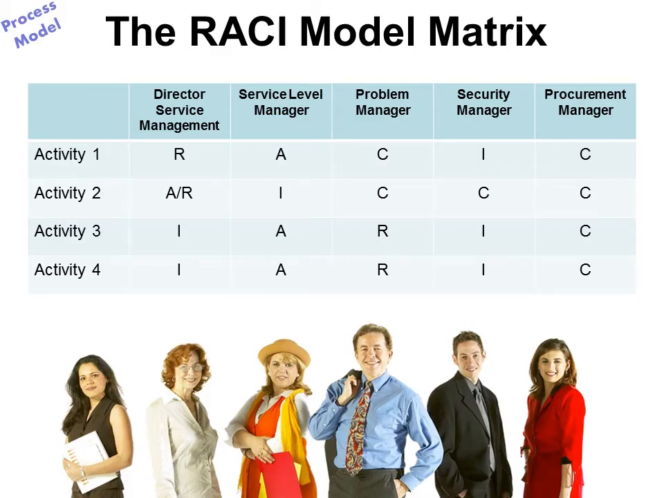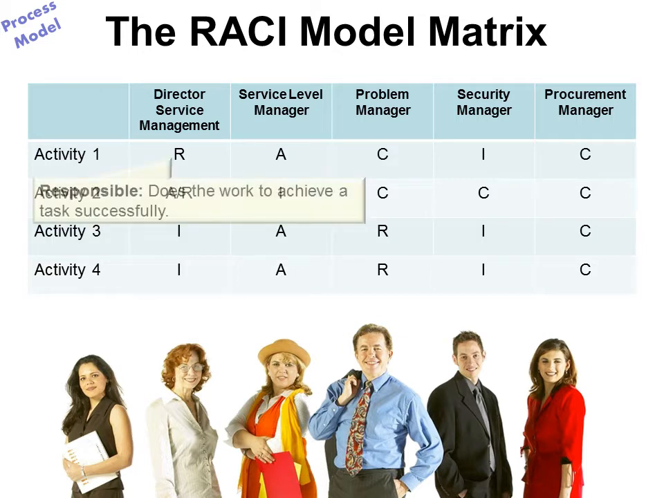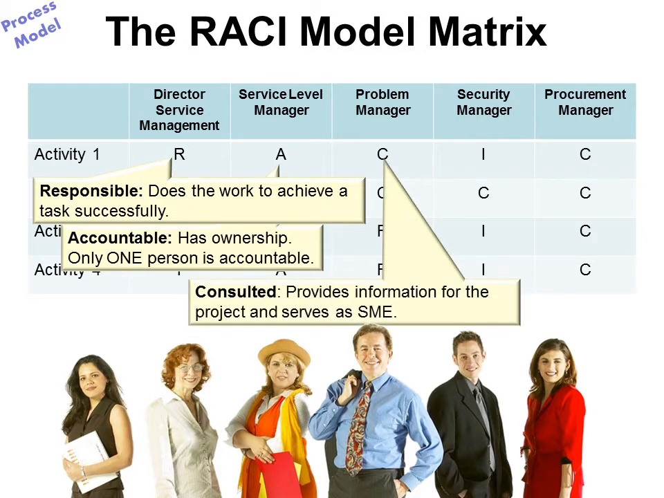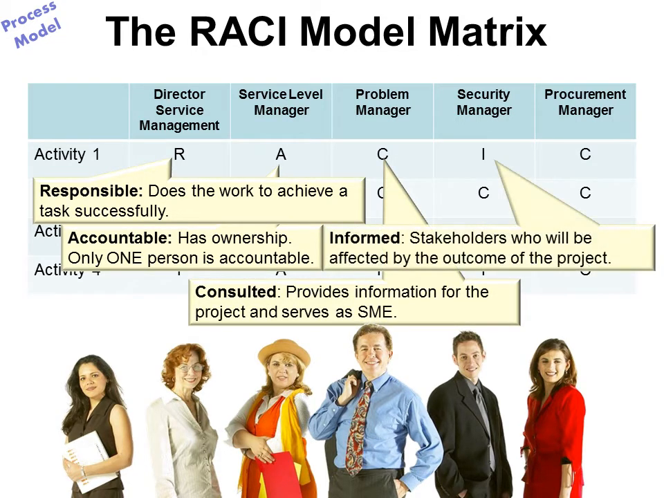The RACI model matrix is a way of showing the roles and their responsibilities within the project. The R stands for responsible. They do the work to achieve the task successfully. Accountable, there's only one person that's accountable, and that's the person who has ownership of the project. Consulted is the person who provides some information for the project, and they serve as a subject matter expert. And then informed are stakeholders who will be affected by the outcome of the project. Usually they're high up, like the vice presidents.